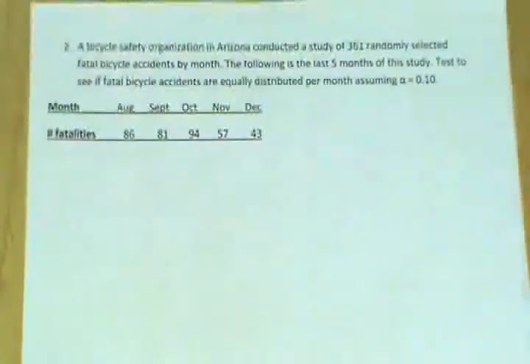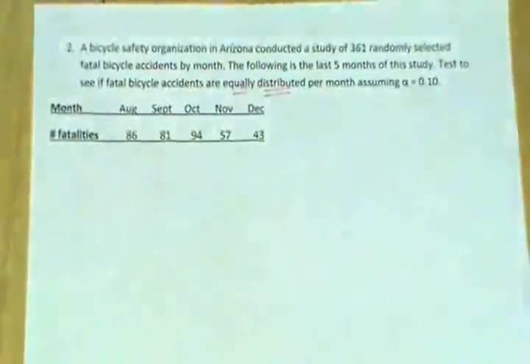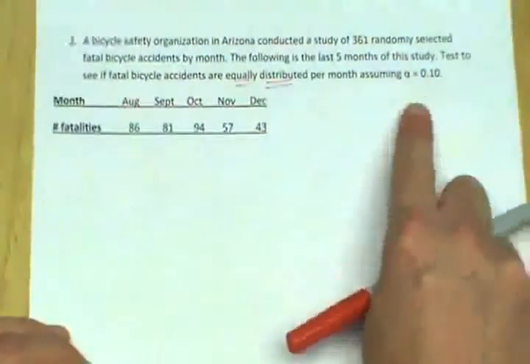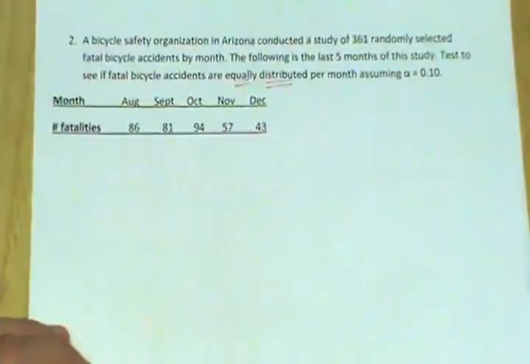Okay, let's do a second one. Let's see if you can do this one. A bicycle safety organization in Arizona conducted a study of 361 randomly selected fatal bike accidents by month. The following is the last 5 months of this study. We want to test to see if fatal bike accidents are equally distributed. So that kind of gives us a hint at how we're going to set this up. Equal distributions, and we're assuming that the significance level is 0.10 or 10%. All right, so why don't you give this one a shot? This one's very similar to the first one we just did, and then you can pause and come back and see if your answer matches my answer.